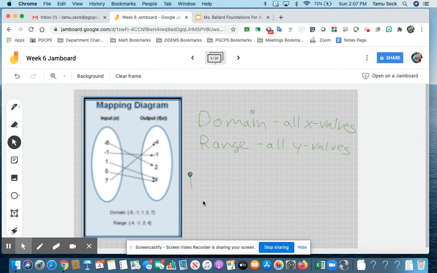So the domain of this problem is all the x values. The x values, you have to put them in order from least to greatest, and they can't repeat. So -6, -1, 1, 5, and 7 are the domain, and the range is all the y values: -4, -1, 2, and 4.